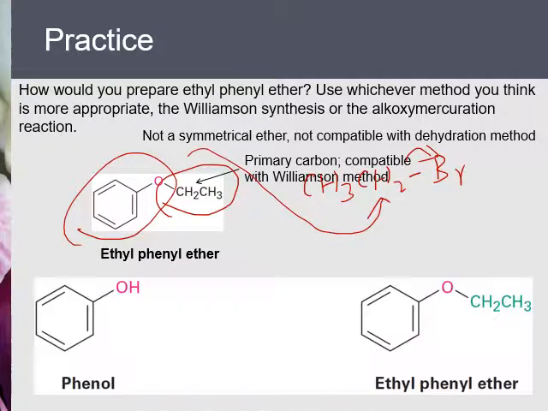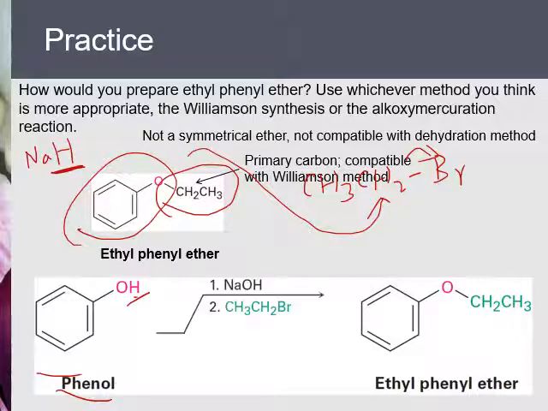But first, we need to deprotonate this hydrogen. So we start with phenol. We deprotonate this one. Now remember, for alcohols, we use sodium hydride, a strong base, to deprotonate the hydrogen. But phenol is a much stronger acid than usual alcohols. And in this case, we can simply use sodium hydroxide. That is good enough to deprotonate this one, forms the phenoxide, and then in the second step, add the alkyl halide, and that will give you the desired ether. So the second method works.